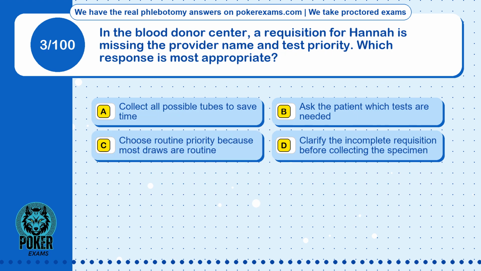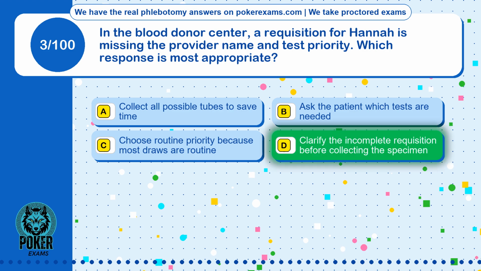Question 3. In the blood donor center, a requisition for Hannah is missing the provider name and test priority. Which response is most appropriate? Option A. Collect all possible tubes to save time. Option B. Ask the patient which tests are needed. Option C. Choose routine priority because most draws are routine. Option D. Clarify the incomplete requisition before collecting the specimen.